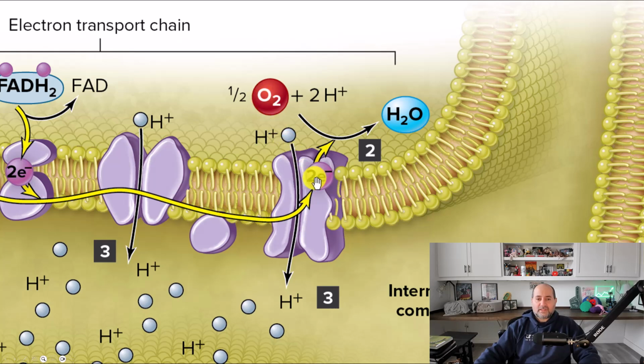It picks up 2 electrons as well as 2 protons from the matrix to form what? To form water. So oxygen becomes reduced to water. And that's why water is a product. Remember, water is a product of cellular respiration. Oxygen is a reactant of cellular respiration. And now you know why. Isn't that neat? That's the whole reason you breathe, right?